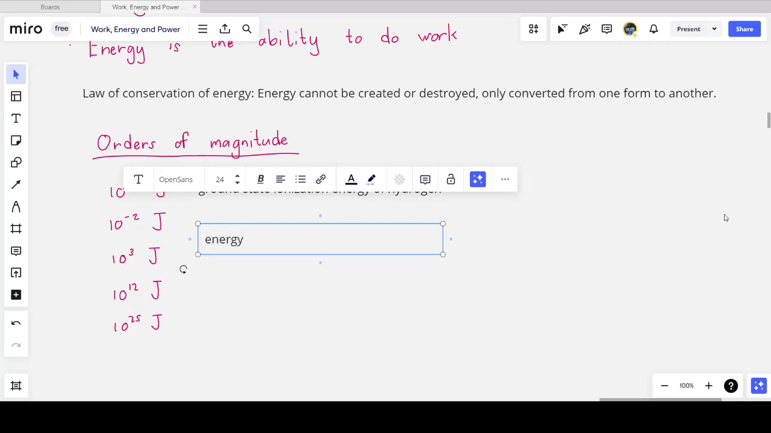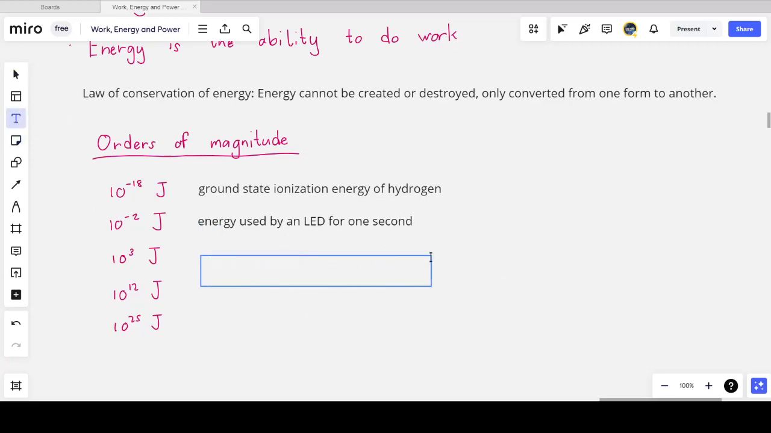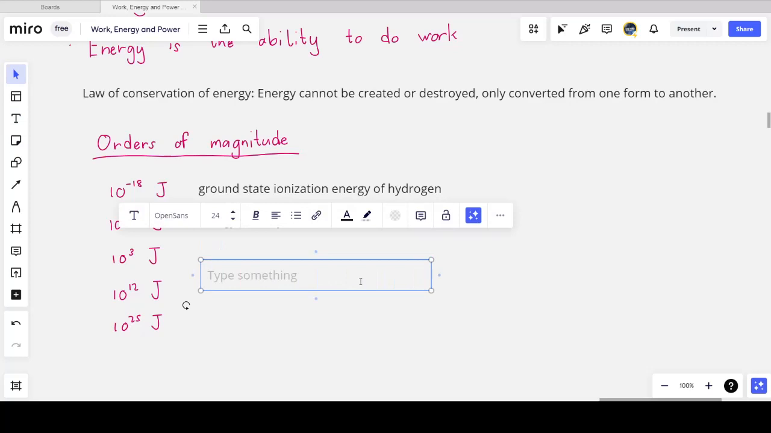What about 10 to the minus 2 joules? So this is a lot bigger than the ground state energy of hydrogen, but still a small amount of energy. This is the energy used by a typical LED for 1 second. It doesn't make sense to talk about the energy used by something that can be used constantly, like an LED, so we specifically would say for 1 second. So it's a very small amount of energy used by LEDs. This is why LEDs are very efficient.